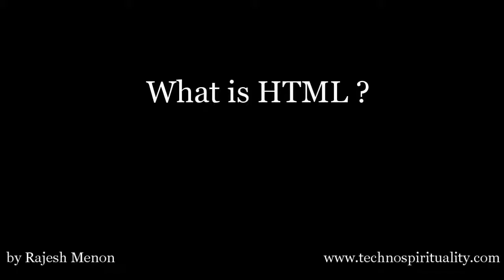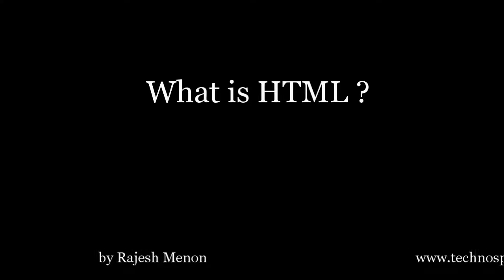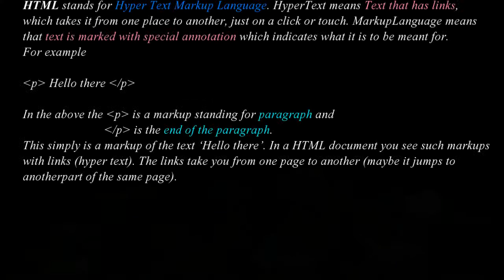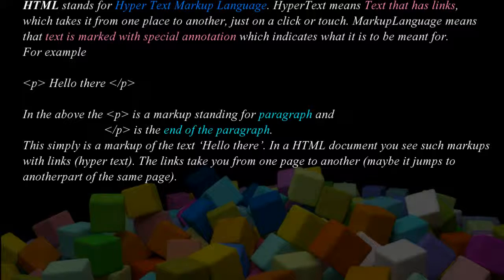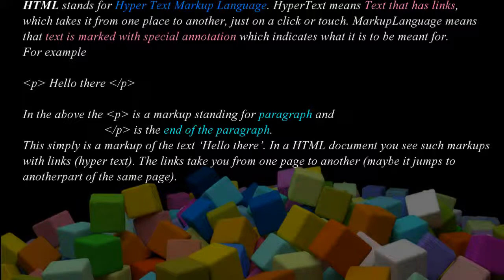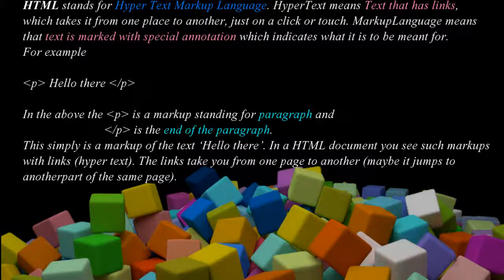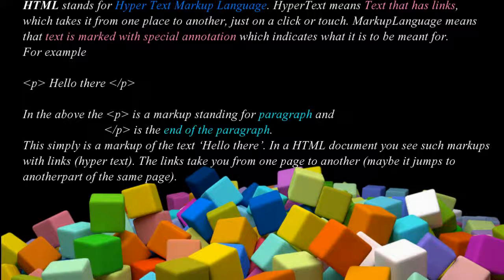Today let's talk about what is HTML. So HTML stands for Hypertext Markup Language. Hypertext means text that has links, which takes it from one place to another, just on a click or a touch. Markup language means that the text is marked with special annotation which indicates what it is meant for.